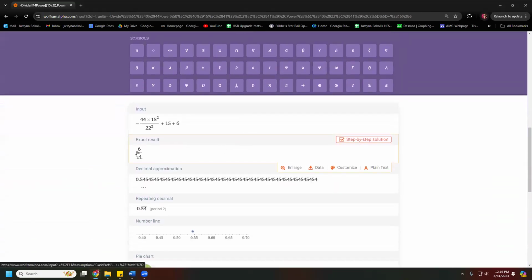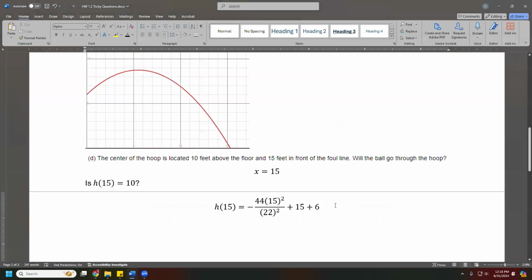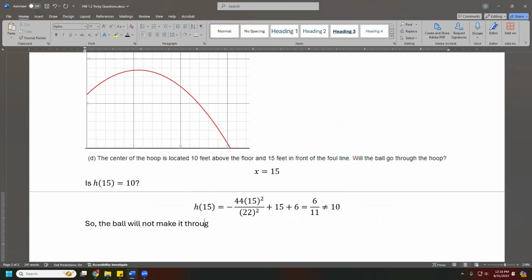It tells me I get 6 over 11. That's not even 1. I definitely don't get 10. This is not going to go through the hoop. So I'm going to say this is equal to 6 over 11, which does not equal 10. So the ball will not make it through the hoop.